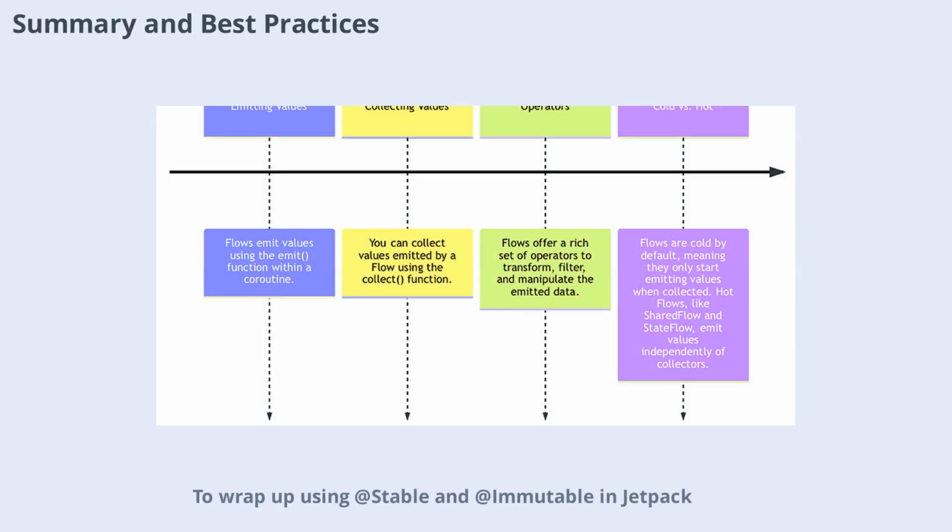To wrap up, using @stable and @immutable in Jetpack Compose is essential for building efficient, high-performance Android apps. Annotate your data classes and functions thoughtfully. Use @stable for objects that may change but do so predictably, and @immutable for data that should never change. This helps Compose minimize unnecessary UI updates, resulting in a smoother user experience. Start applying these annotations in your projects and see the difference in performance and maintainability.